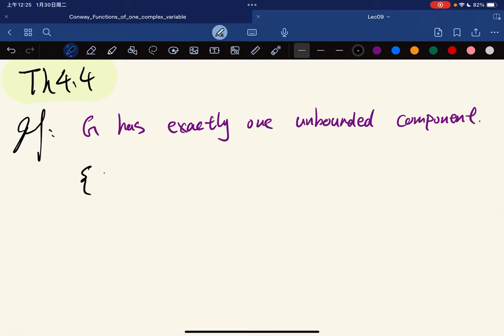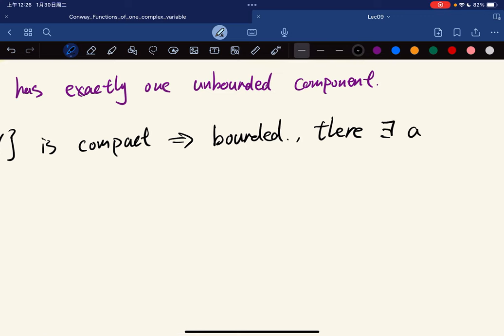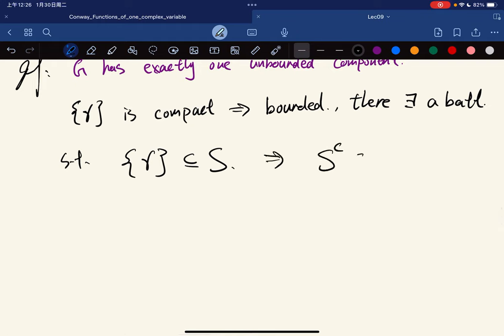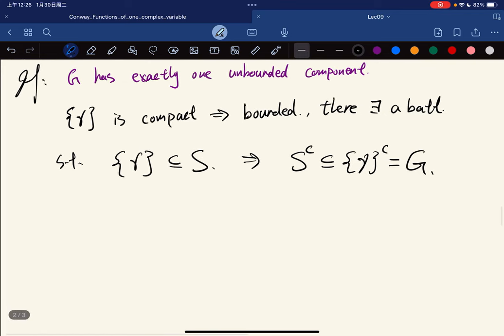Well, because gamma is compact, right? Because it's continuous, which means that it's bounded, which means that there exists a ball such that gamma is contained in the ball, right? Now this means that the complement of the ball is in the complement of the trace, which is by definition equal to G, right? And we know that the complement of the ball is what? Connected. Right, we know that it is connected.